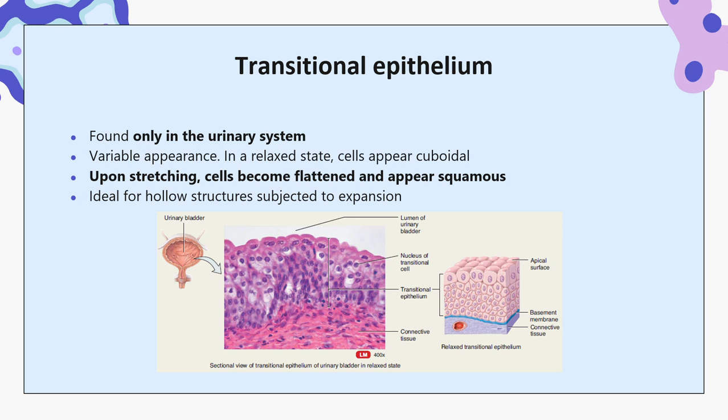Next type is transitional epithelial tissue. The name itself indicates transition, that means change. They have the ability to change their structure. So they are mostly present in the urinary system, in the urinary bladder. Okay, so variable appearance. In a relaxed state, the cells appear cuboidal, and when they are stretched they get flattened and appear squamous in nature.